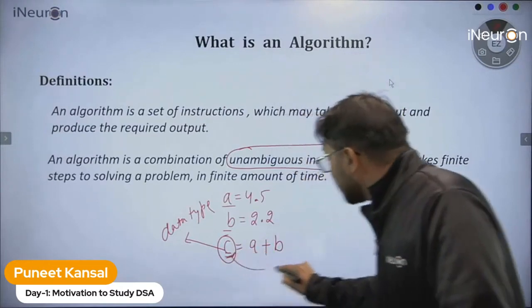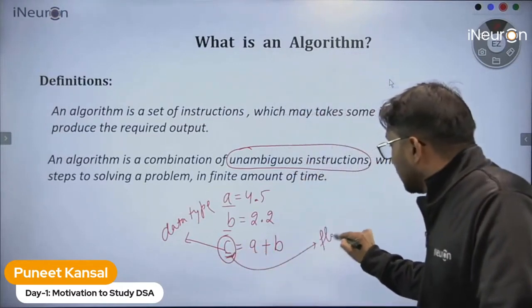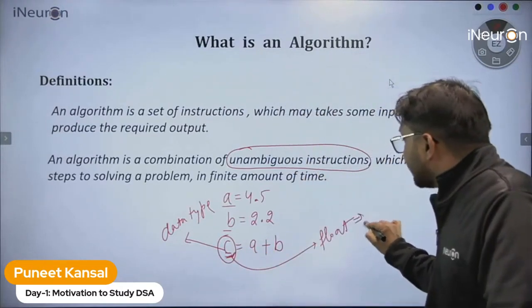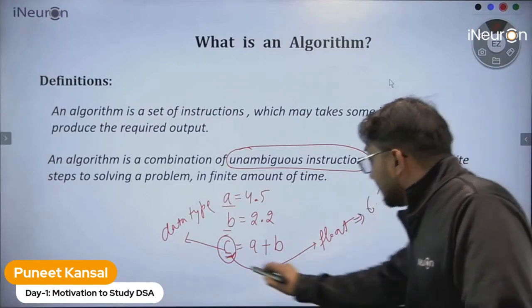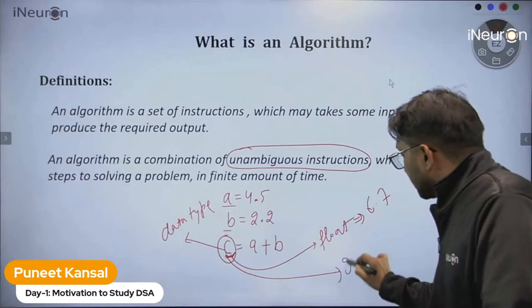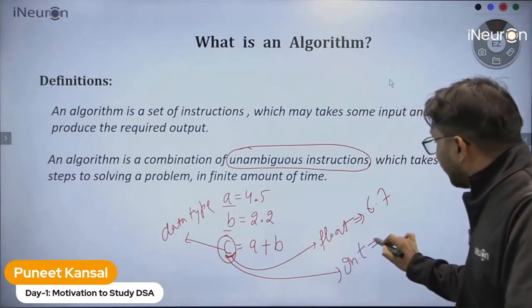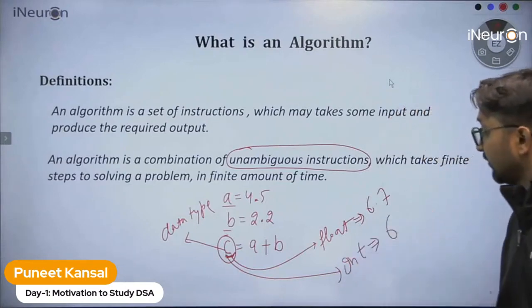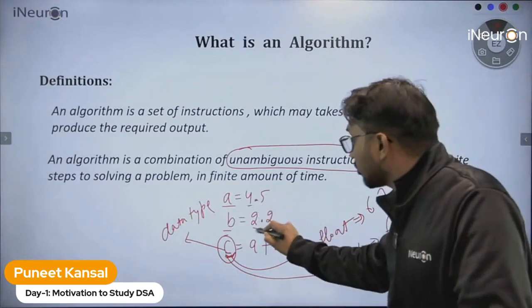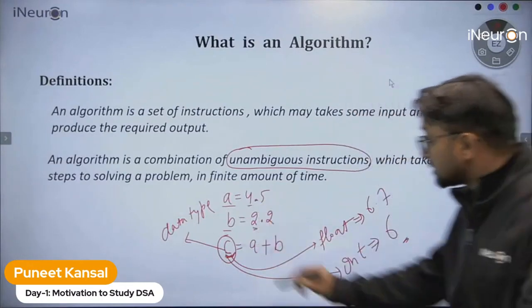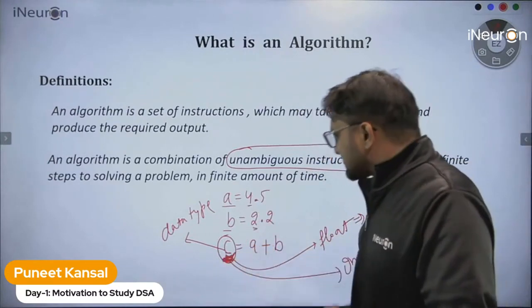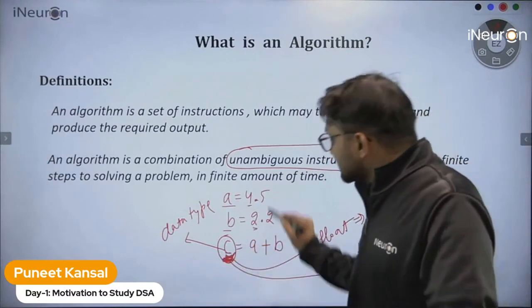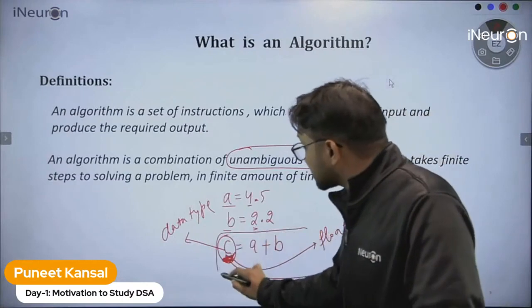If the data type of C is float, then I will say that the value is 6.7. If C is integer, then the value will be 6, because that will take integer only. So this depends upon the data type of this variable. So I can say that this statement is ambiguous.